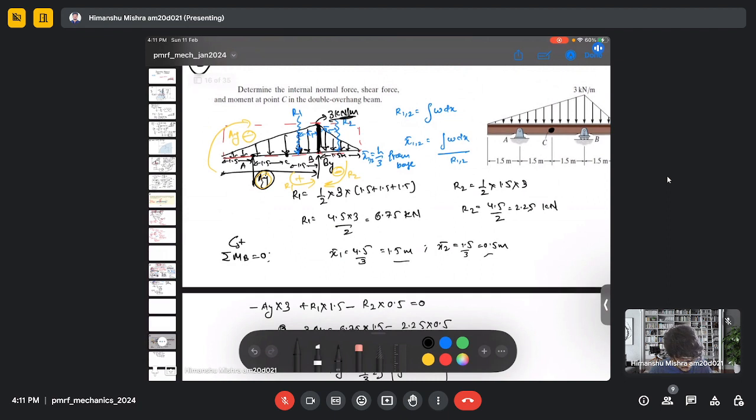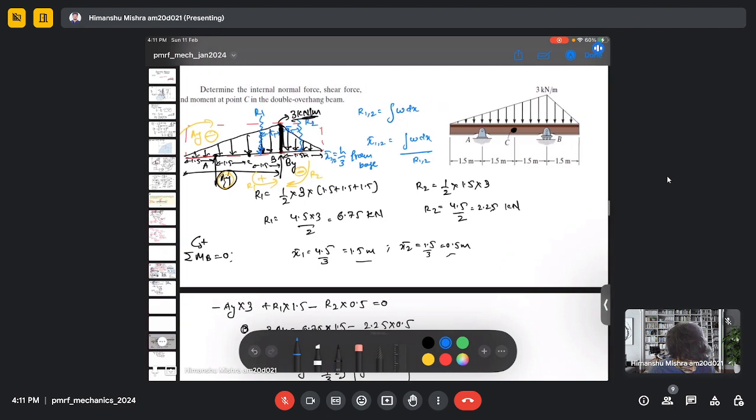So now we split the beam. So we split the beam here, and we only consider this part of the beam. And this, you can see this resultant force R1, which is acting 1.5 meter from B, which means that this resultant is actually acting on C itself. So this is my R1. So this resultant force R1 is acting on C. So let's consider this force also.